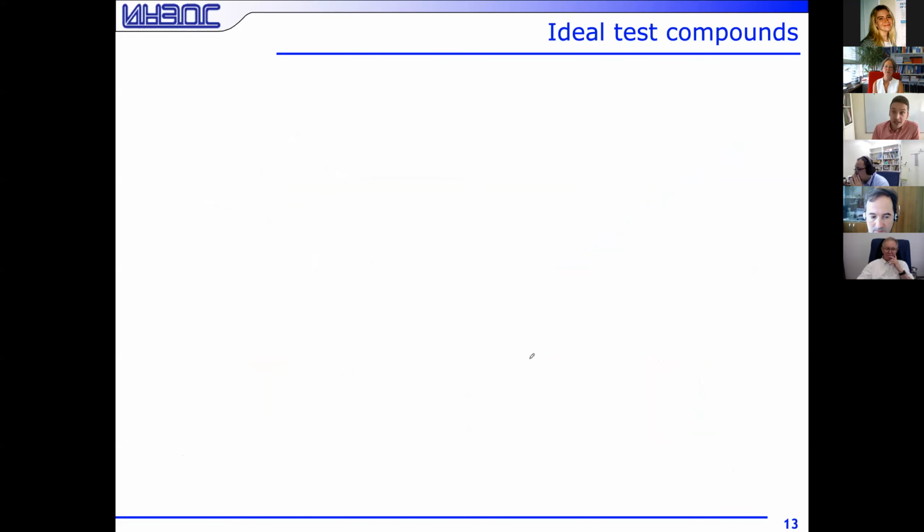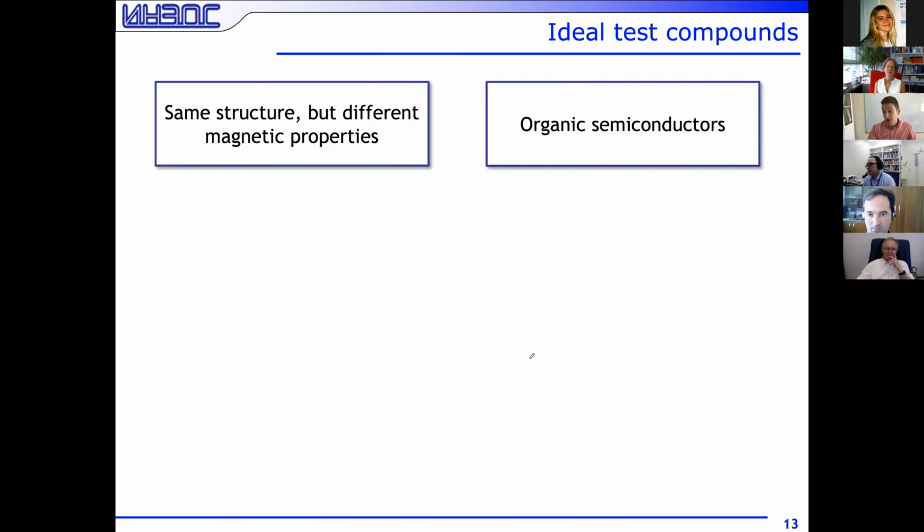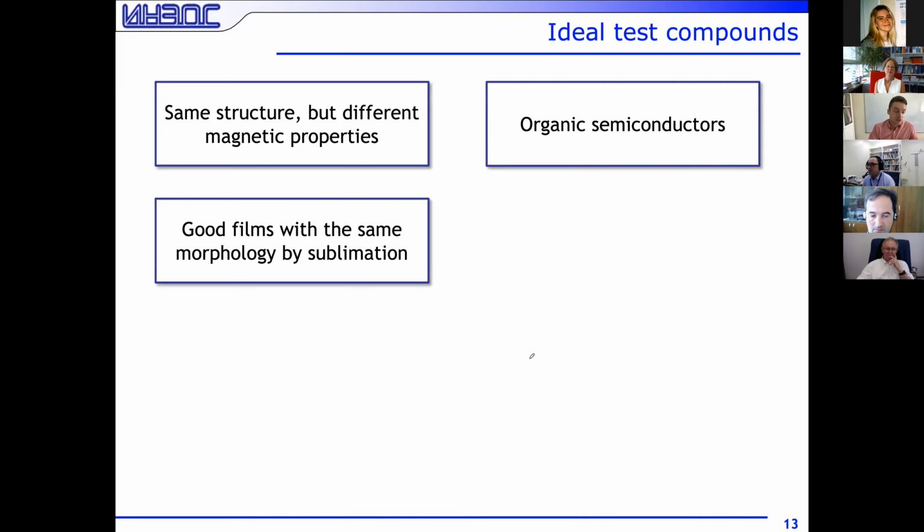And at that moment, it got me thinking, so what would be ideal compounds to test if the paramagnetic nature of a complex impacts the spin transfer? It should be a series of compounds which have absolutely the same structure, absolutely the same possibility to put them on the surface, but somehow different magnetic properties. And obviously they have to be semiconductors in some way so they can transport the charges and spins as well. And they need to be suitable to make films on the surface, preferably by sublimation, because it would probably be one of the best films.